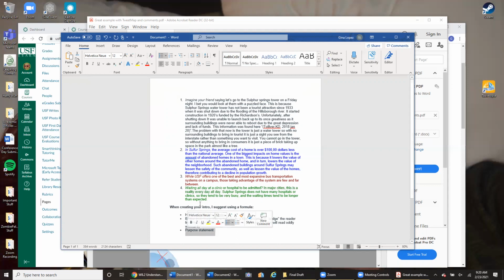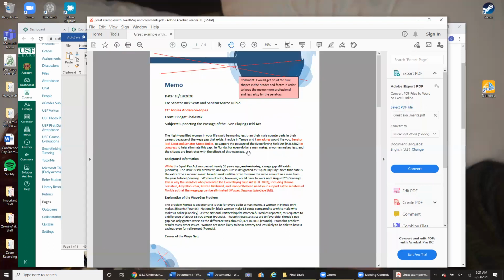And then for number 4, which is one of the shorter ones, but it's still effective, it ends with a purposeful statement that talks about the topic, the locale, Sulphur Springs, excuse me, and lists out some of the subtopics, kind of what are some problems that are being dealt with. So in 3 sentences, you could ideally have your intro for this research summary memo finished.